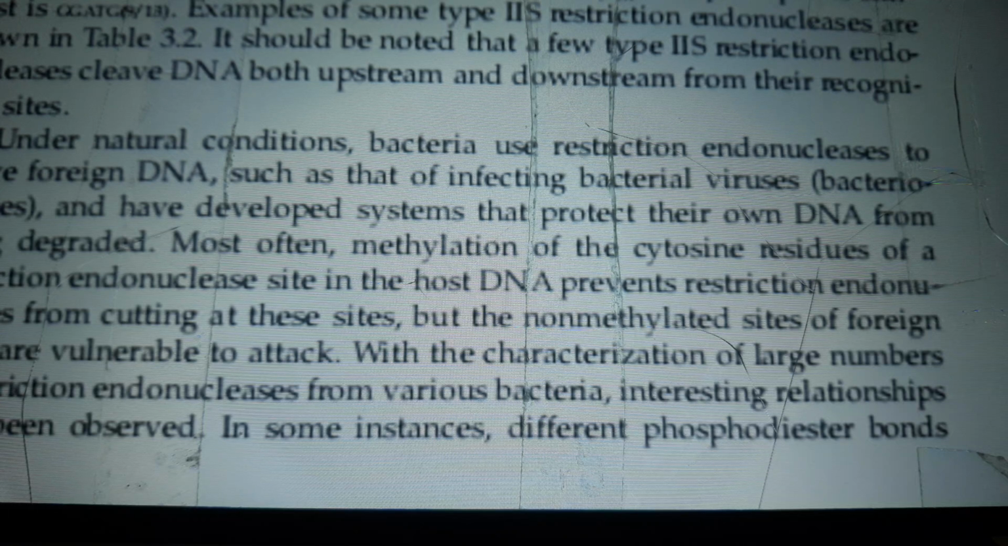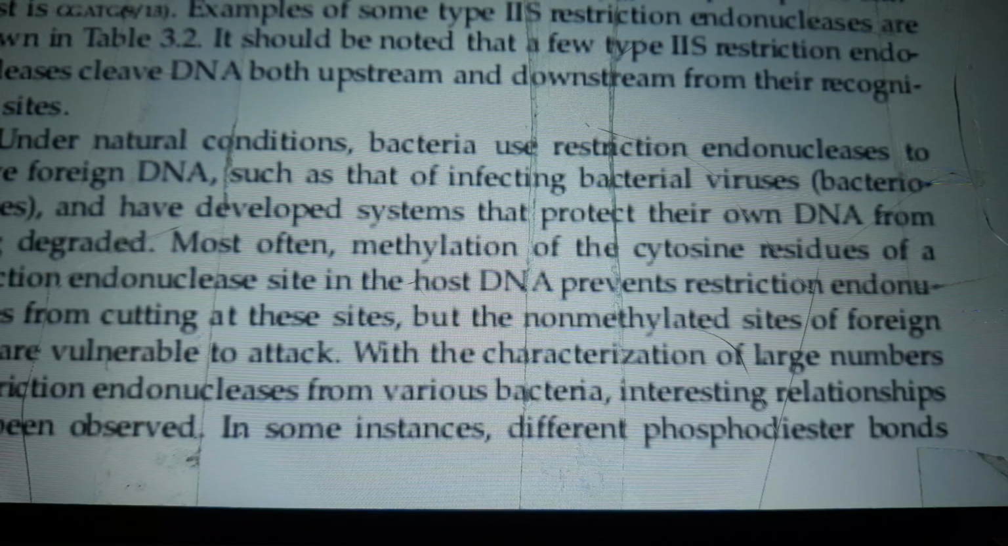Under natural conditions, bacteria use restriction endonucleases to cleave foreign DNA, such as that of infecting bacterial viruses, bacteriophages, and have developed systems that protect their own DNA from being cleaved. Most often, methylation of the cytosine residues of a restriction endonuclease site in the host DNA prevents restriction endonucleases from cutting at these sites, but the non-methylated sites of foreign DNA are vulnerable to attack.